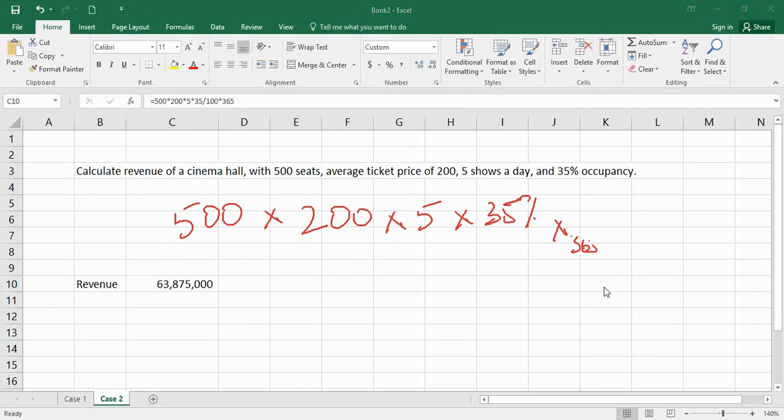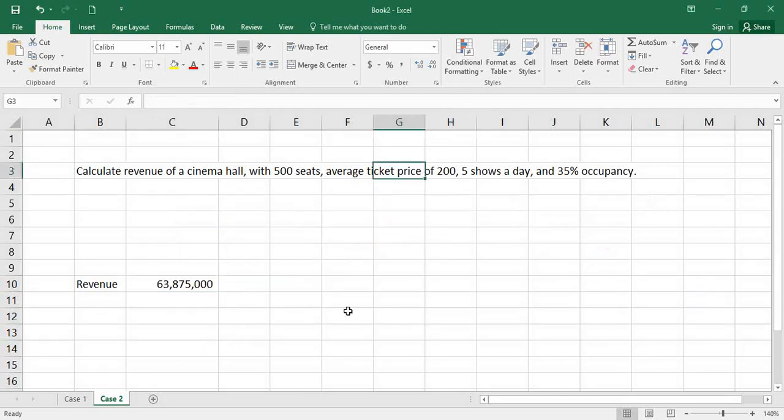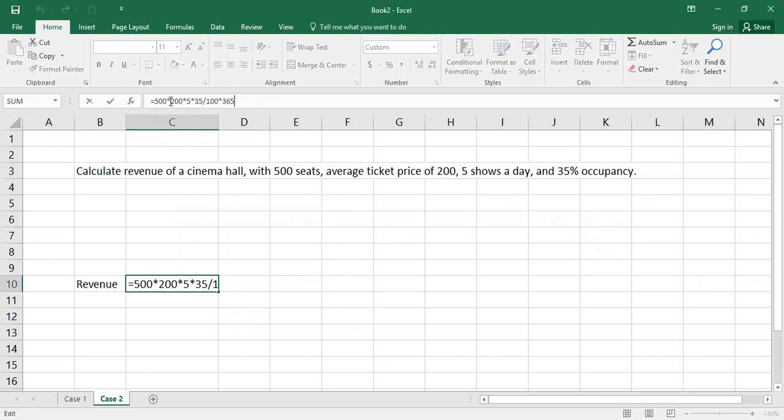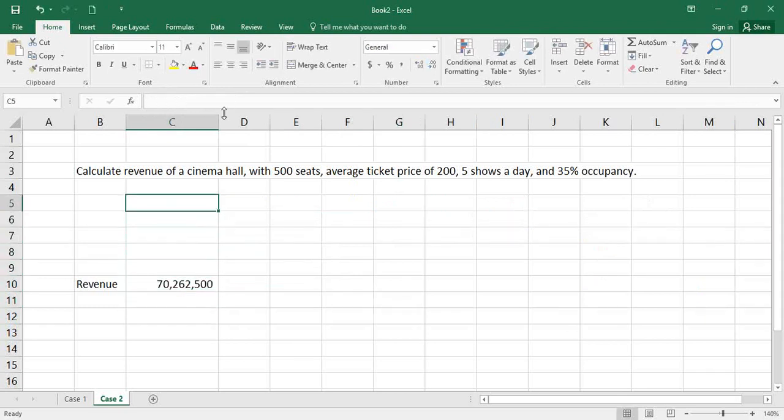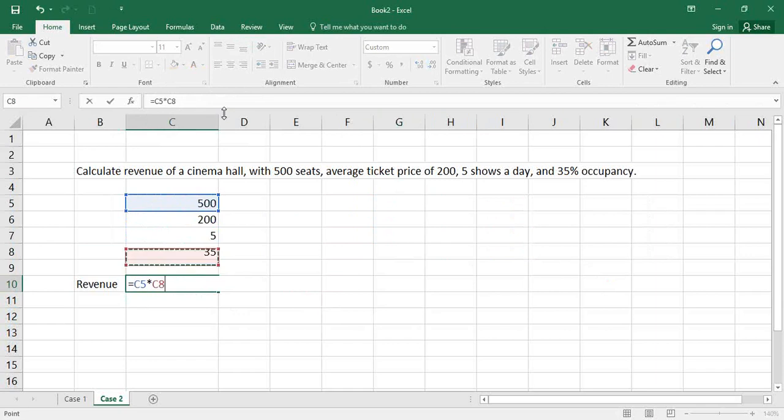However, what if tomorrow we get to know that the ticket price has gone up to 220? So either I go into this, figure out which one of these numbers is the ticket price, and then try and make a change here to 220, or I make this a dynamic model. How do I make it a dynamic model? I put 500 here, I put 200 here, I put 5 here, I put 35 here, and then link. So I do 500 into 200 into 5 into 35. 35, remember, is percent. So I divide by 100 and I multiply by 365 because that's the annual number that we are looking at, right?